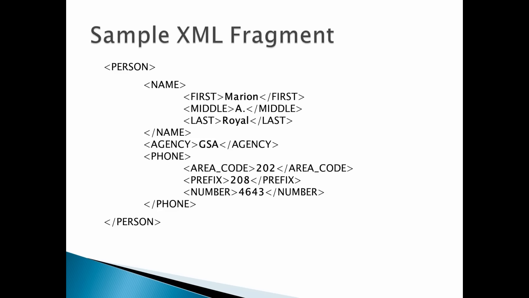Now if we're going to take that data and put it into a fragment of XML, again we have a root element of person surrounding all the data, and then we have a tag for name, and the child elements within name include first, middle, and last set of tags. We have agency, and we have phone also broken down into 3 pieces of data with area code, prefix, and number. And that's a great example of how to organize data or add structure to data using XML.